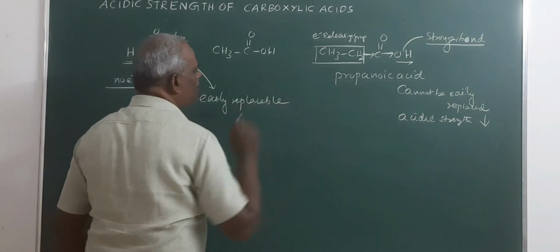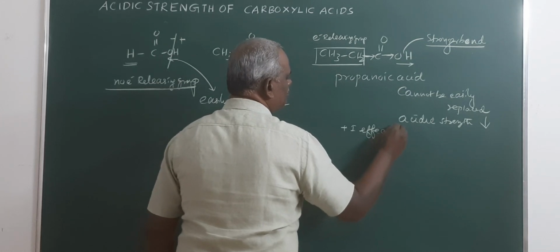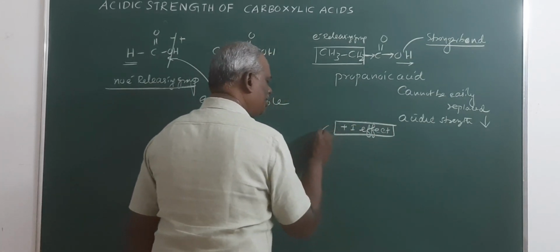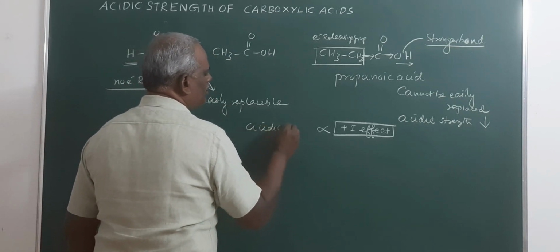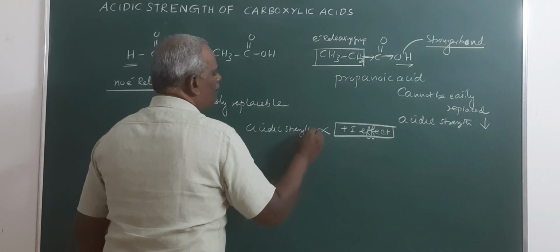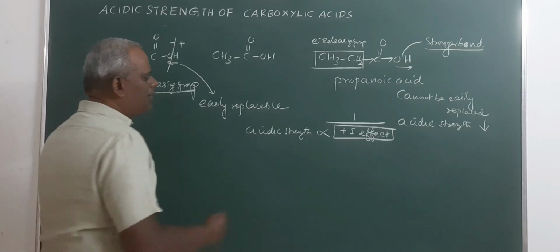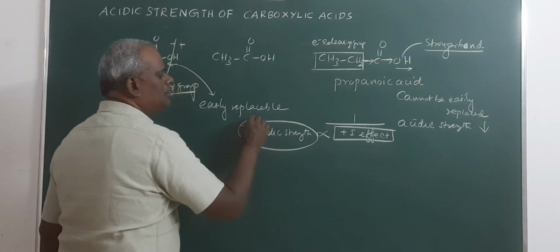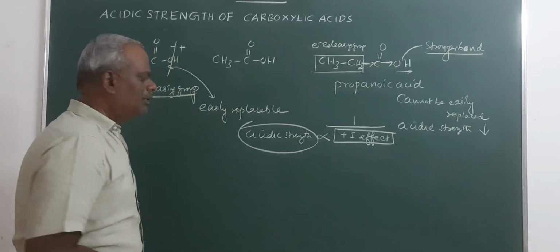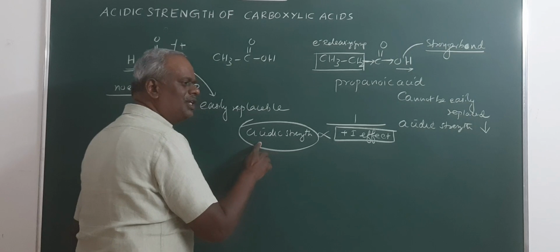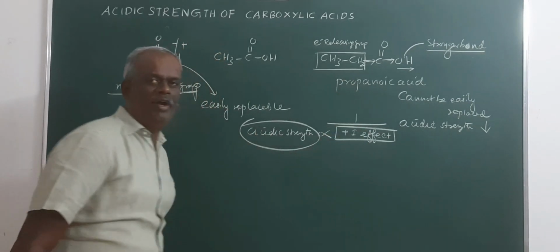And this electron releasing group is responsible for plus inductive effect. So whenever plus inductive effect increases, the acidic strength decreases. So we can say these two are inversely proportional to each other. Greater the acidic strength means lesser the plus inductive effect. Lesser the acidic strength, weaker the strength of acid, greater would be the plus inductive effect.